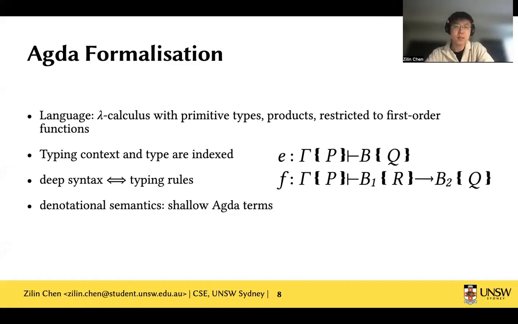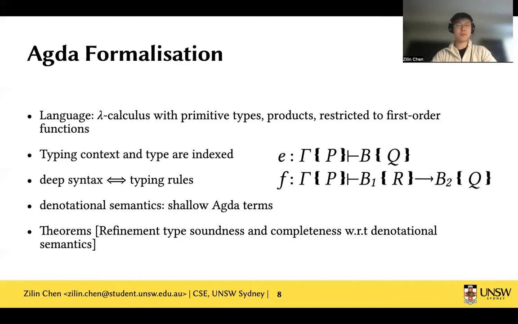We give a denotational semantics to the language by interpreting terms in the object language as shallow Agda terms and types in the object language as shallow Agda types. The refinement parts are shallowly embedded. We prove some key meta properties about the typing rules. We prove the refinement type soundness and completeness with respect to the denotational semantics.